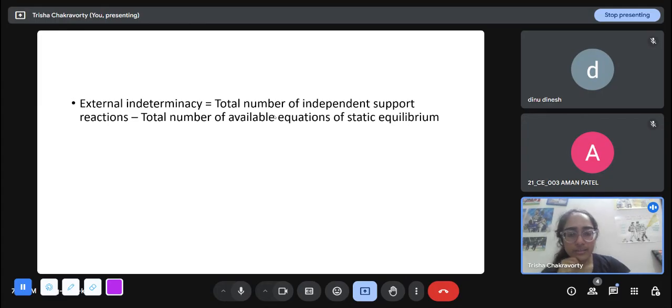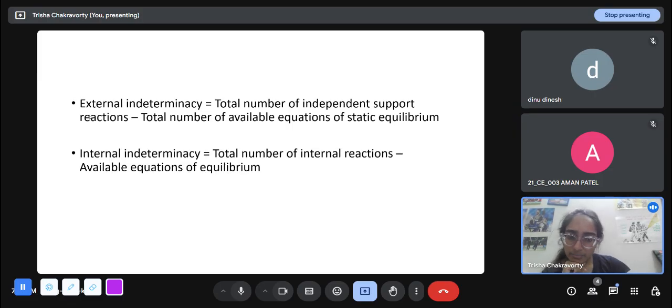External indeterminacy is the total number of independent support reactions minus the total number of available equations of static equilibrium. This second term is always fixed. In a 2D plane, it's 3. In a 3D space, it's 6. And the total number of independent support reactions depends on what boundary conditions I have. I have to add them and see.